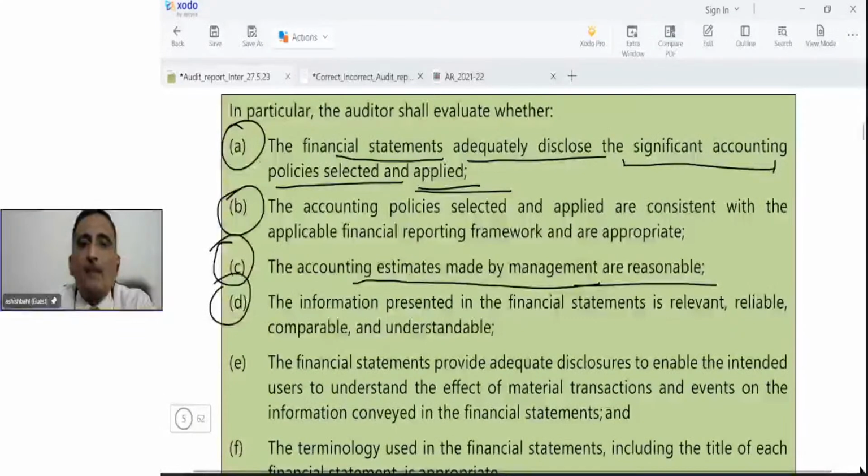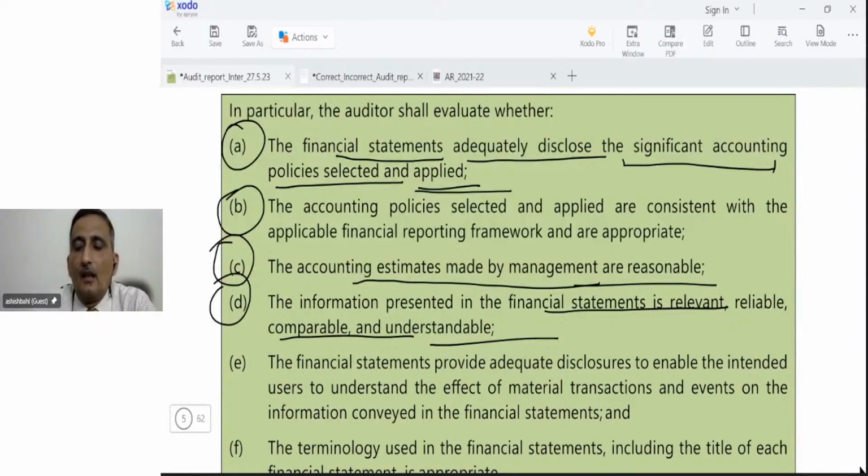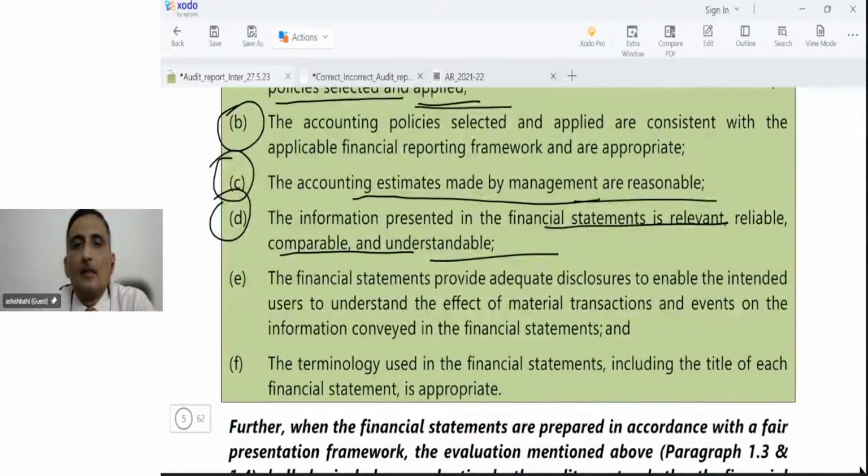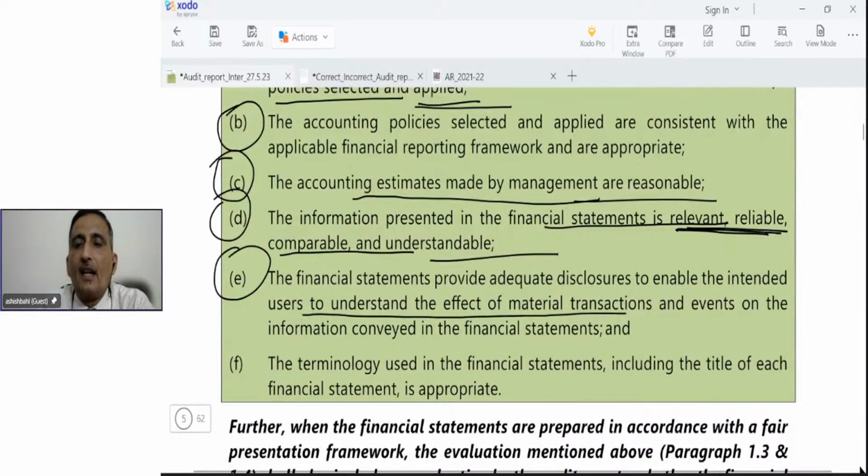Number four, whether the information presented in financial statements is relevant, reliable, comparable, and understandable. In general, the financial statements provide adequate disclosures to enable users to understand the effect of material transactions, so that users are able to clearly understand what is going to be the effect of the disclosures. Financial statements clearly give information in such a manner that users can clearly understand the possible effects of these disclosures.